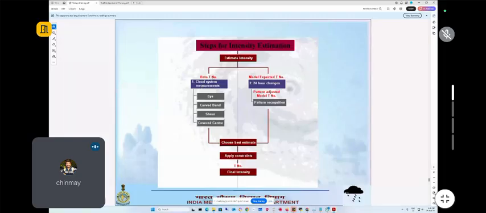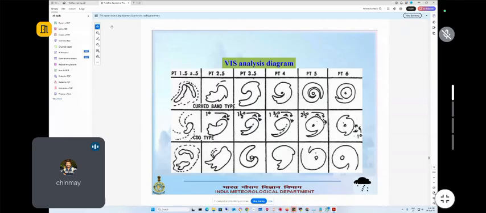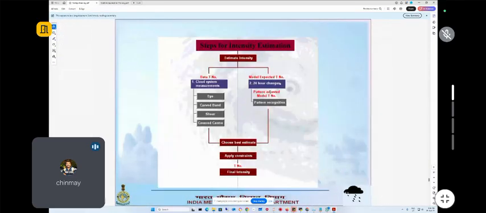When your image is not clear, you have no confidence in cloud measurements, and you are not getting any shape that is comparable to this particular diagram, then you need to go for model expected T. This is how we can choose the best estimate.